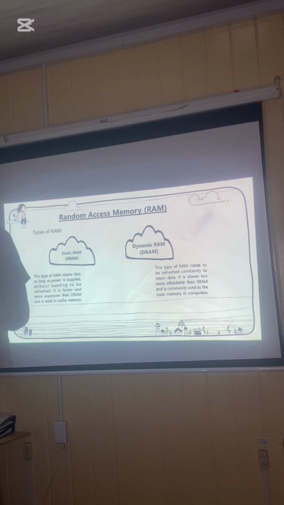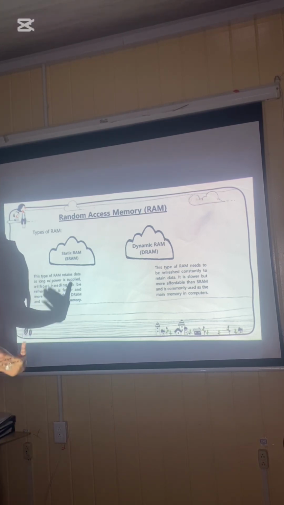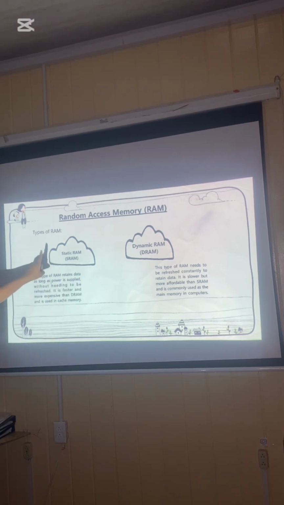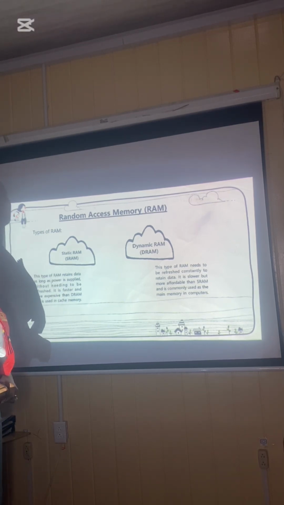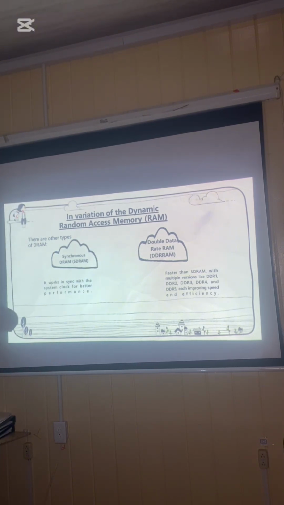Moving on to the dynamic RAM, this is a type of RAM that needs to be refreshed constantly so that it can retain our data. A key point to note is that the dynamic RAM is much slower than the static RAM, but it is more affordable, and it is commonly used in the computer's main memory. Dynamic RAM breaks down into two other categories within itself. There are the synchronous DRAM and the double data rate RAM.